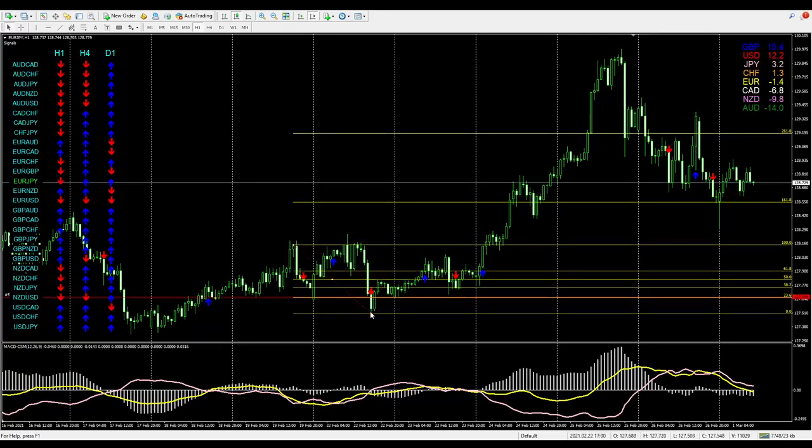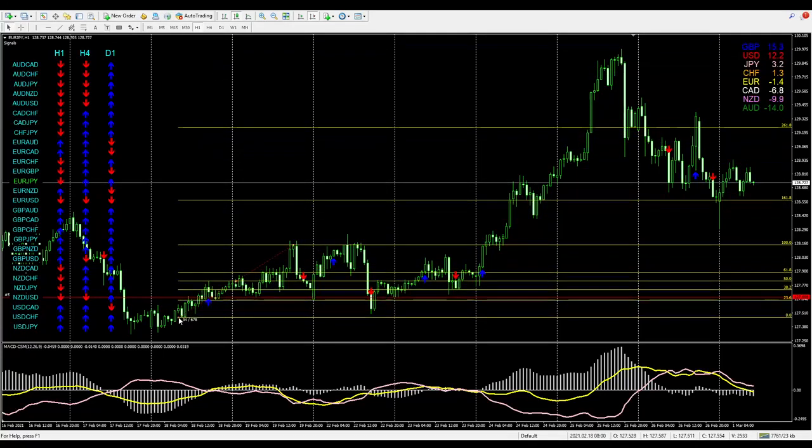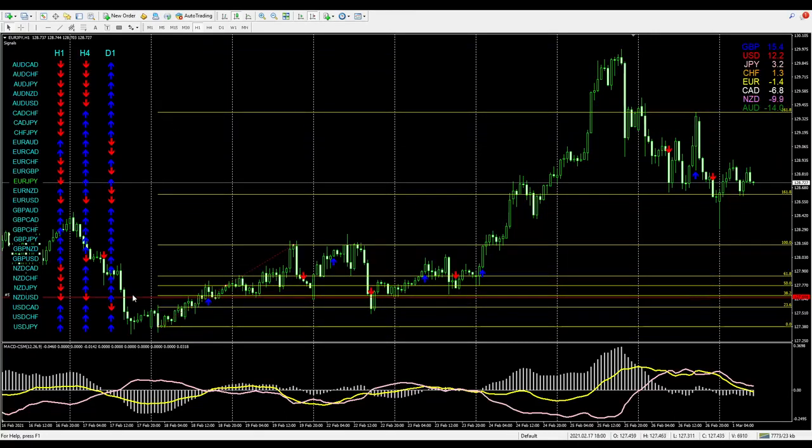for Monday would be like this, up to here. So it would still hit the Fibonacci level at this point. So yeah, it's still a profit for EURJPY.